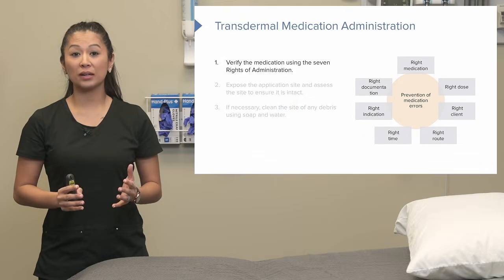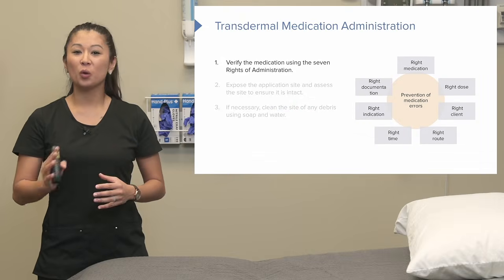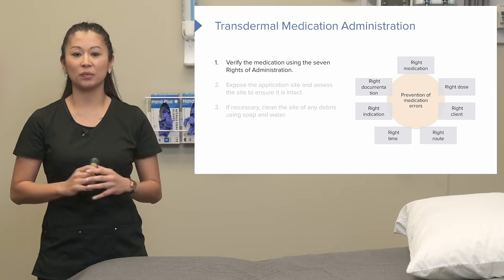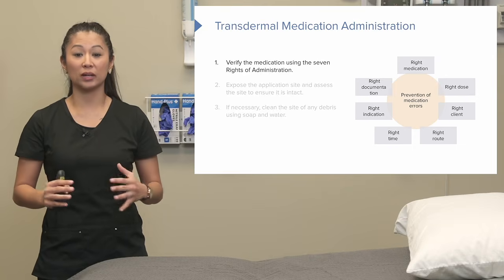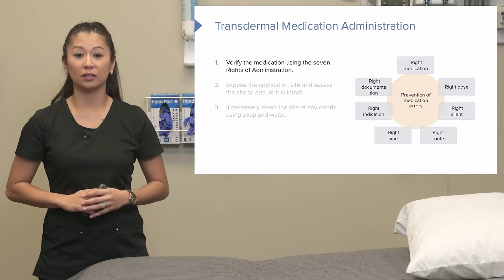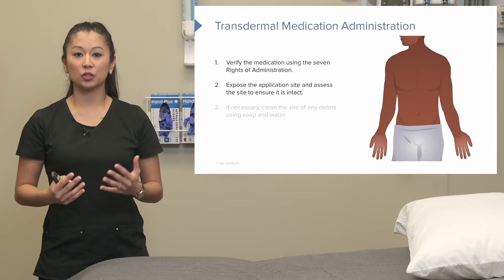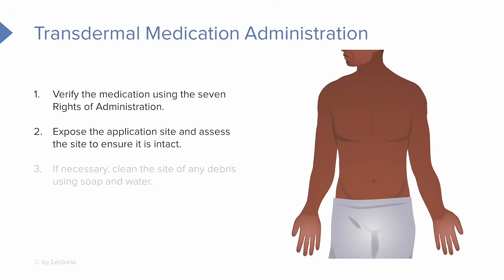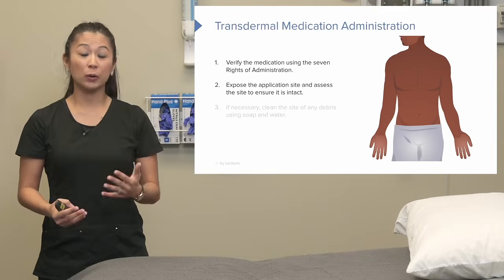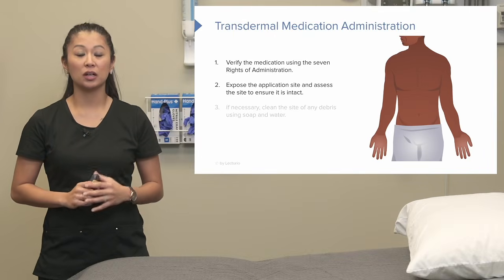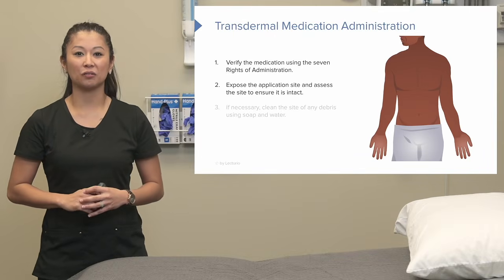Before you go give that transdermal medication, what do you need to remember? Don't forget those 7 rights of medication administration. Really important, we're giving the right patch to the right patient. Once we check those rights, we want to make sure we look at that application site and make sure that skin is intact. Some of these drugs in the transdermal system, if we put it on a broken piece of skin, can be very irritating to the patient. So make sure to assess the site itself.